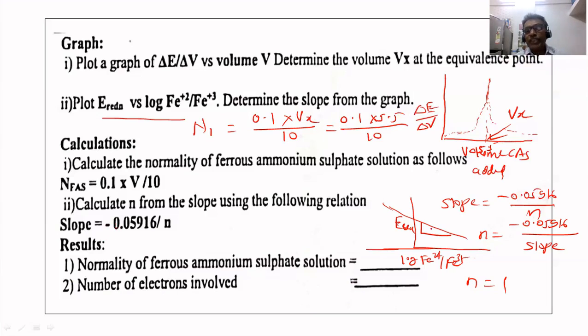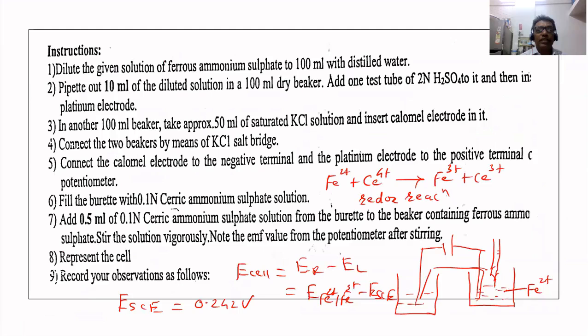Whatever the calculation, we get the normality of the ferrous ammonium sulphate solution. And with the help of the second graph, we can determine the number of electrons released or added. Now let us see the result. The normality of the ferrous ammonium sulphate solution we have to write here after the calculation, and the number of electrons involved in the reaction. The expected answer is 1, and by doing the calculation we should get the answer equal to 1. So in this way we can perform this experiment.